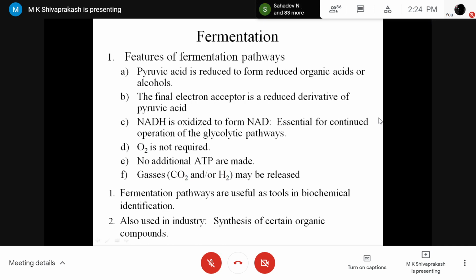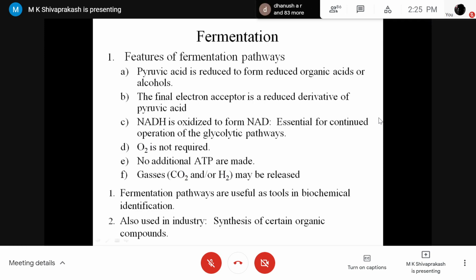Another thing is that oxygen is not required, and in this case no additional ATP is generated. The organisms which follow the fermentative pathway produce either alcohol or different kinds of organic acids as the end products.